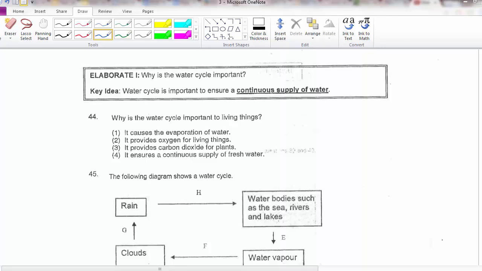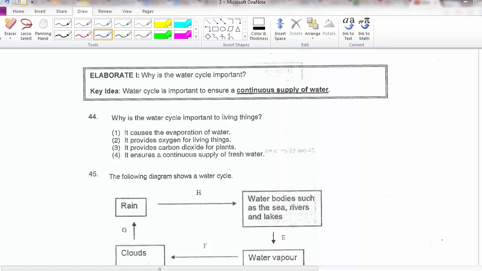Right, in this part of the video, I will be explaining a few key ideas. So the first one will be on water cycle is important to ensure a continuous supply of water. And the next two key ideas will be on conservation of water as well as water pollution.